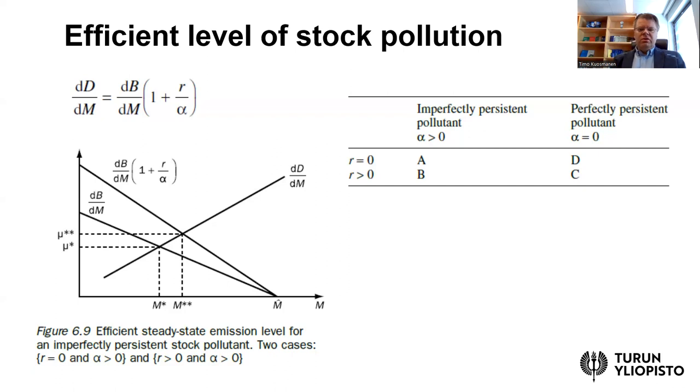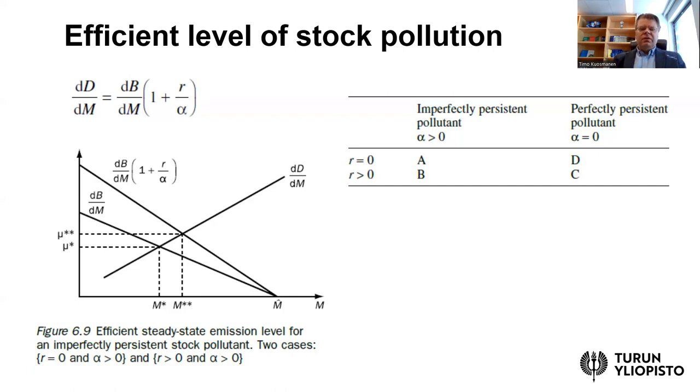So if you do not discount anything in the steady state, then the stock pollutant case is exactly identical to the flow pollutant case. How the steady state of a stock pollution differs from the flow pollution case only matters if our discount rate is greater than zero, and what the discount rate is in particular relative to the decay rate alpha.